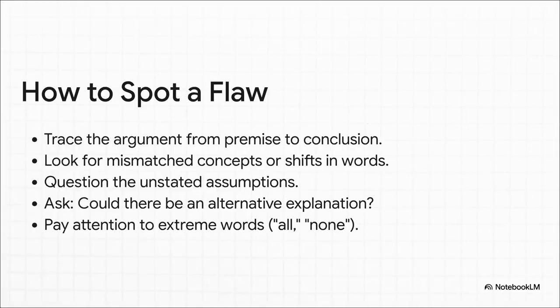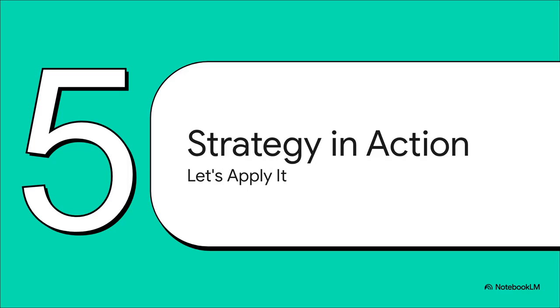So how do you actively hunt for these things? Well, here's your checklist. Trace the logic from the premise to the conclusion and just see where it feels weak. Look for sneaky shifts in wording. But probably the most powerful thing you can do is always ask yourself, could there be another explanation for this evidence? Just asking that one question will expose the flaw in a huge number of LSAT problems. All right, that's enough theory. The absolute best way to understand these concepts is to see them in action. So let's walk through a classic example together.